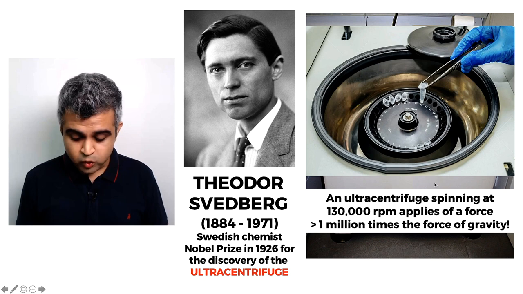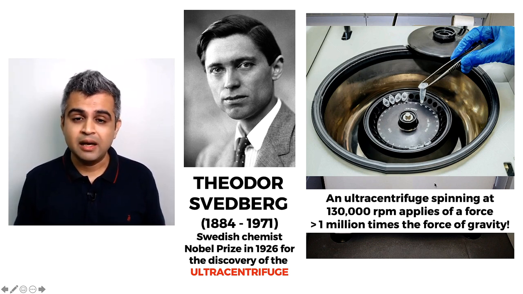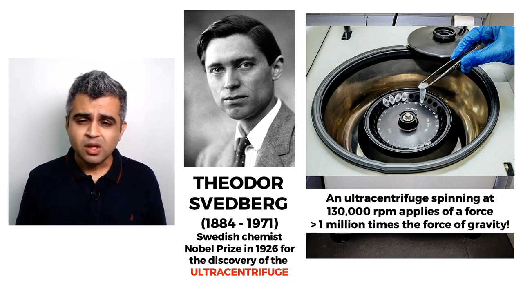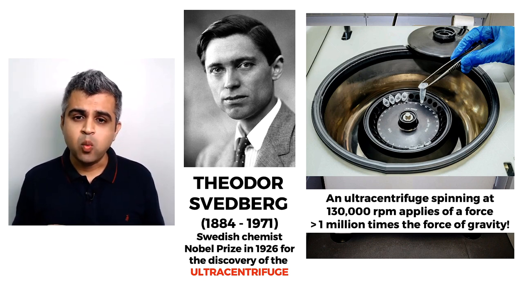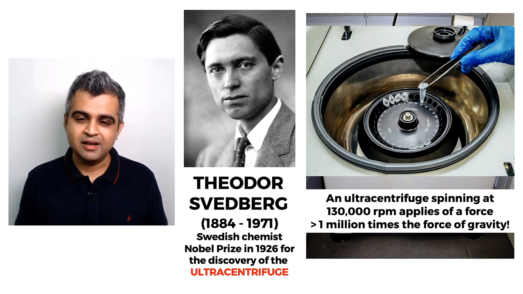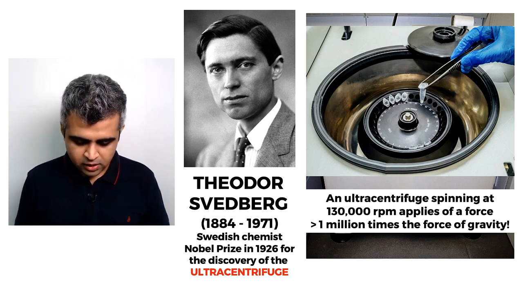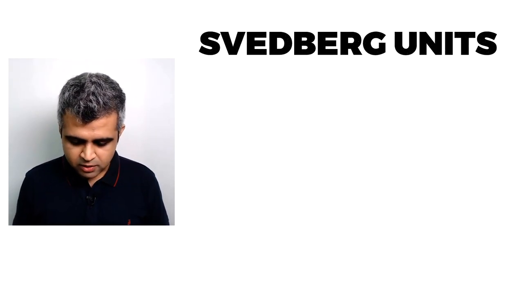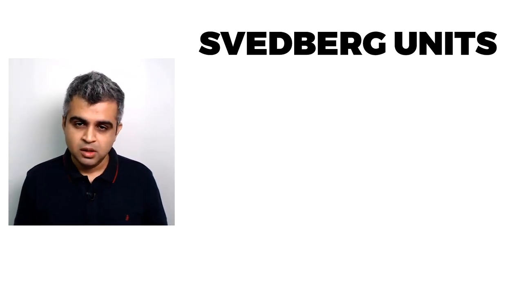So this ultracentrifuge can literally spin at 130,000 RPM, or revolutions per minute. It can apply a force of more than 1 million times the force of gravity. So I hope everybody now understands how this machine deserves the ultra in its name. The man who invented this machine is called Theodor Svedberg. In his memory, we also have something called the Svedberg units.